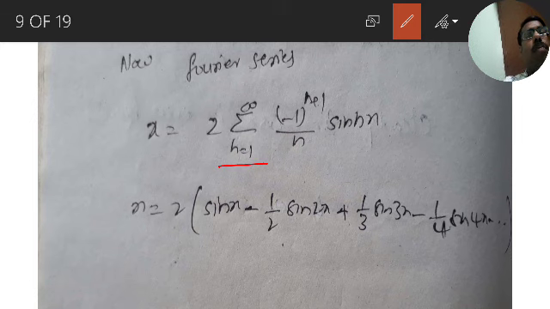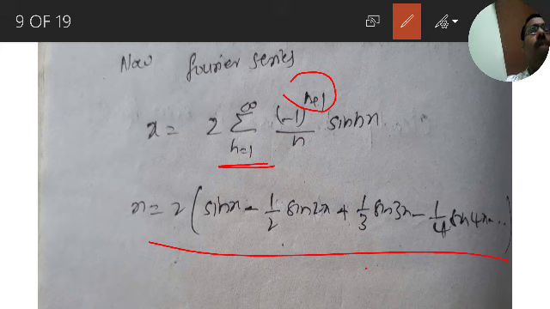So you have to substitute n is equal to 1. n is equal to 1 means minus 1 whole power of 2, plus 1, so sin x by 1. n is equal to 2 means the power becomes odd, therefore minus 1 by 2 sin 2x, plus 1 by 3 sin 3x, minus 1 by 4 sin 4x. Alternately, plus and minus come.